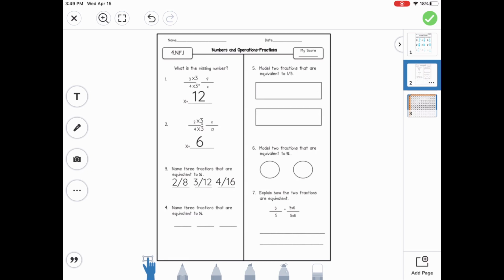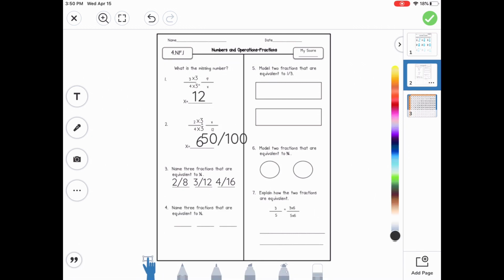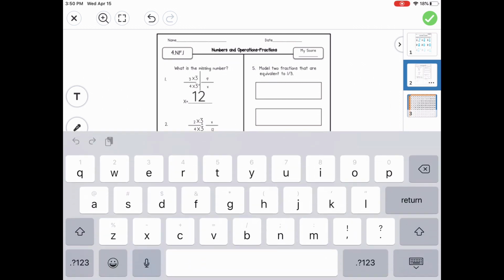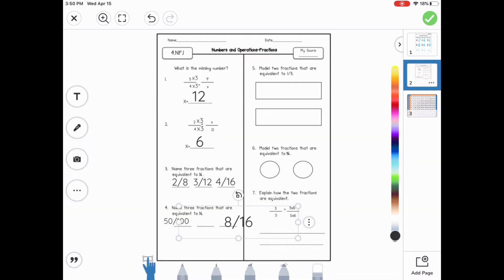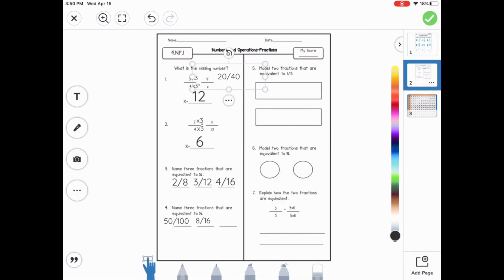Number 4, I need 3 fractions that are equivalent to 1/2. Let's do 50 over 100. So I know that's 1/2. I'll also do 8 over 16. That's 1/2. And I'll do 20 over 40. Also 1/2. Again, your answers might have been different.